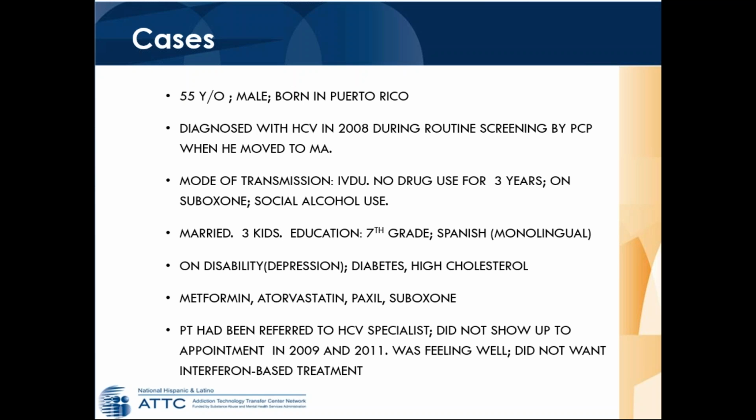He has not been using drugs for 3 years. He's on Suboxone. He does drink alcohol socially. So, he would be a perfect candidate because he has not been doing any drugs, and he's on a stable Suboxone program. And it is always important to address what social alcohol use means, because in terms of treatment, people should not be drinking at all while they are on hepatitis C treatment.